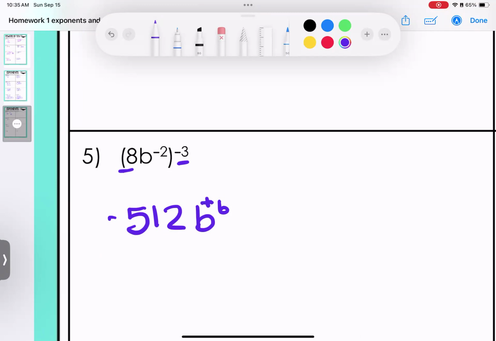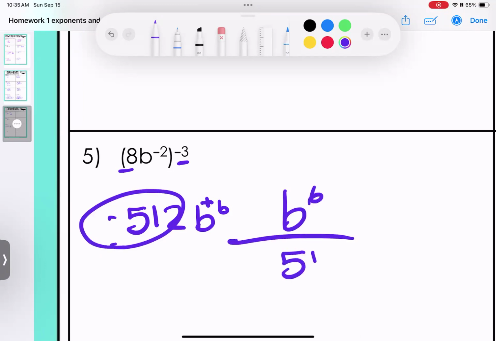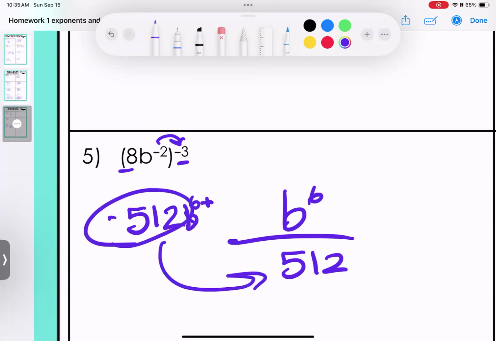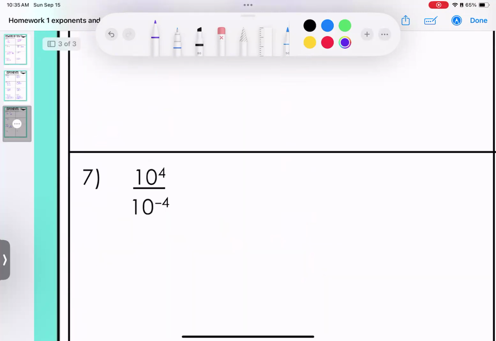So we have b to the negative 6, I'm sorry, it should be positive 6, negative times negative. Because of our negativity, this guy is going to come down to the bottom. B to the 6 stays on top because negative times negative is positive. Negativity comes down to the bottom. We are left with b to the 6 over 512. Because the 6 is positive, it stays up top. Because the product is negative, it goes on the bottom as the reciprocal.